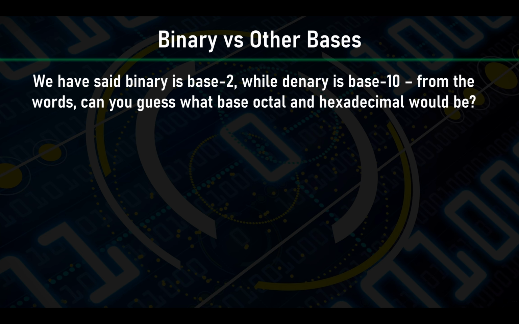Okay, we said binary is base 2 and Denary is base 10, and again, this just means the number of different digits. So binary is base 2 because we only have 2 digits, 0 and 1. Base 10, well, 0 up until 9 are 10 different digits. So can you guess what the bases of octal and hexadecimal are going to be?